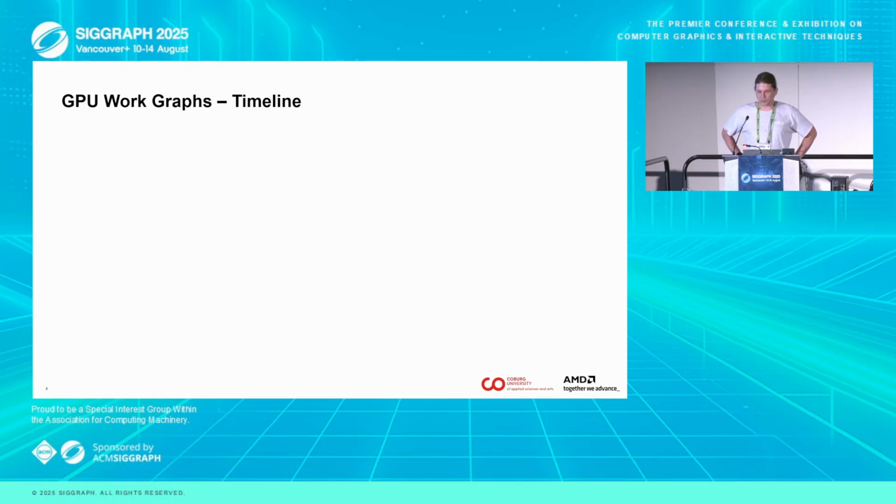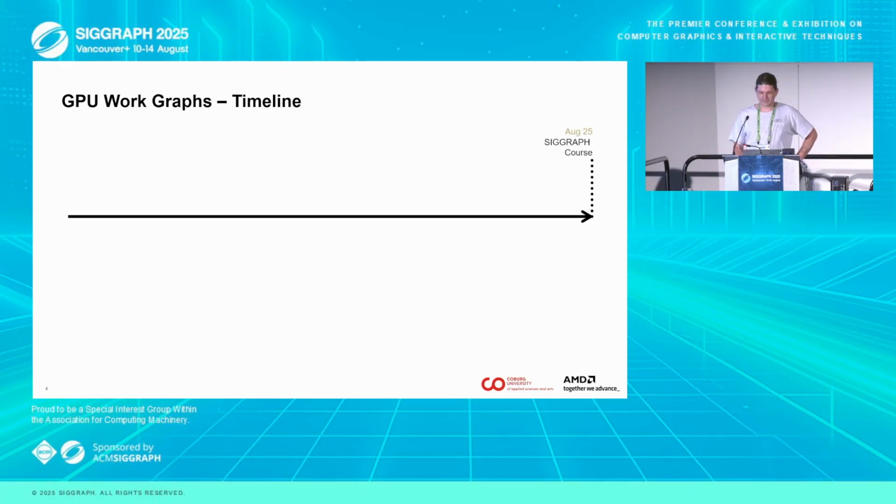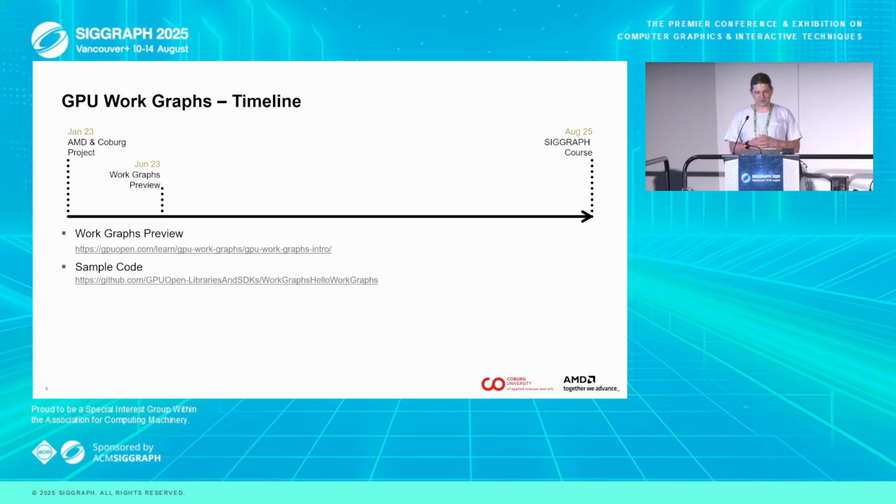So we're teaching a work graph course here today. We started this project on doing research on GPU work graphs with AMD back in January 23. We got funding from the state of Bavaria. And in the last 2.5 years, we've been working on examples of how to do work graphs. In the meantime, a lot happened. So there was the first work graphs preview coming out in June 23, and some sample code popped up. And we got Vulkan support in July.